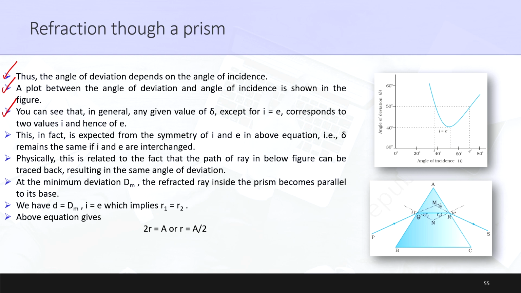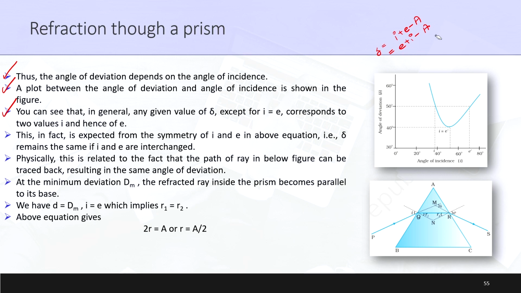This in fact is expected from the symmetry of I and E in the above equation. That is, delta remains the same if I and E are interchanged, quite evident, because we know that delta is equal to I plus E minus A, which is also equal to E plus I minus A. So, even if both of them get interchanged, there is no change in the angle of deviation.